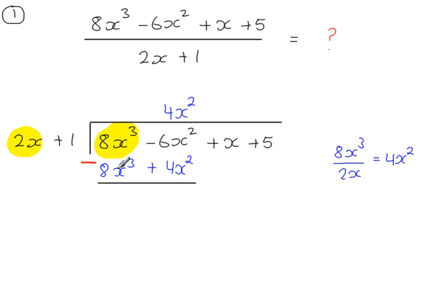So these are the same. So when you subtract them, you get 0. Then be careful with the signs. You've got minus 6x squared minus 4x squared. So we've got minus 10x squared. And then we bring one term down from the top.